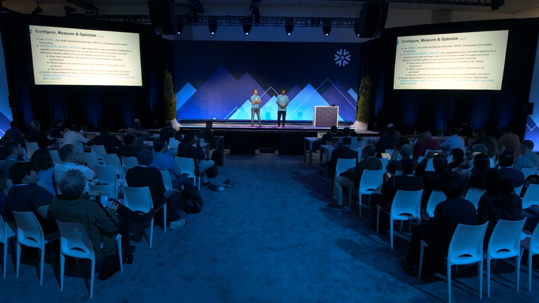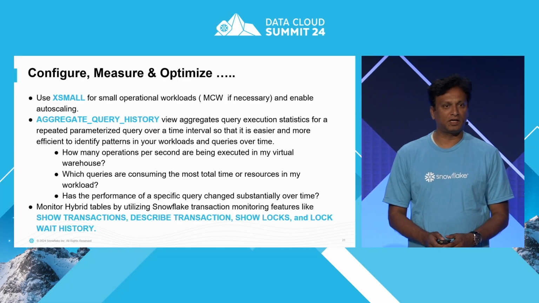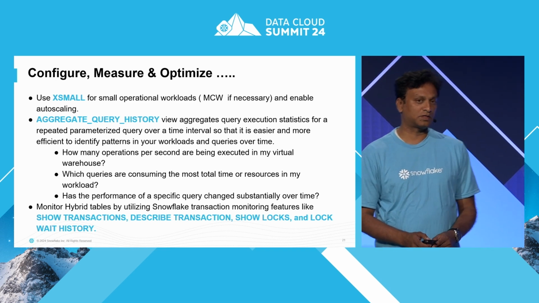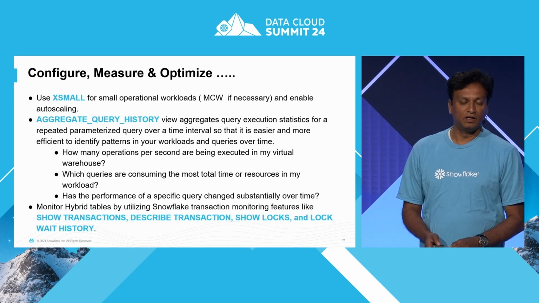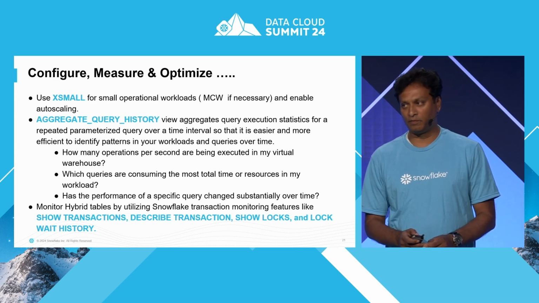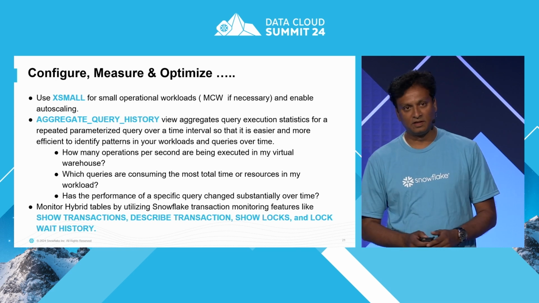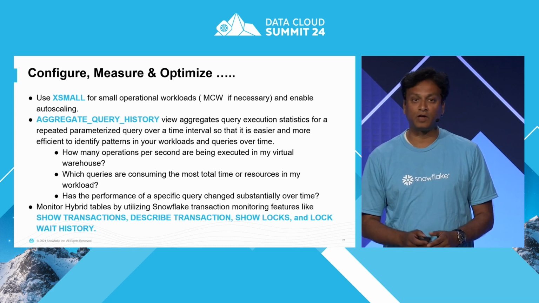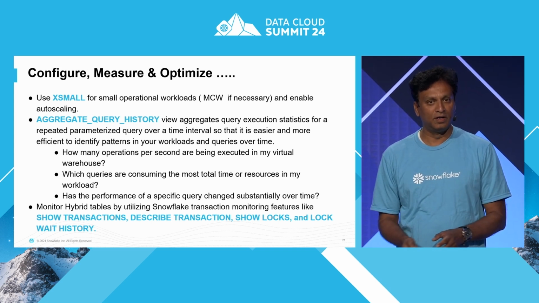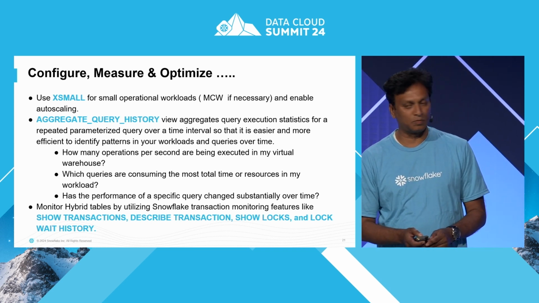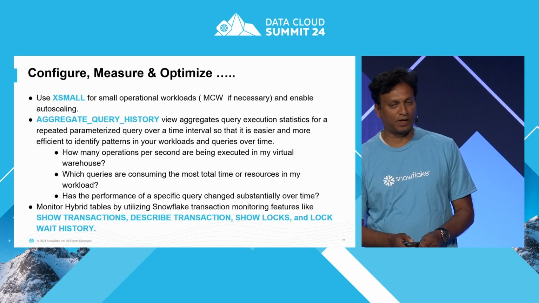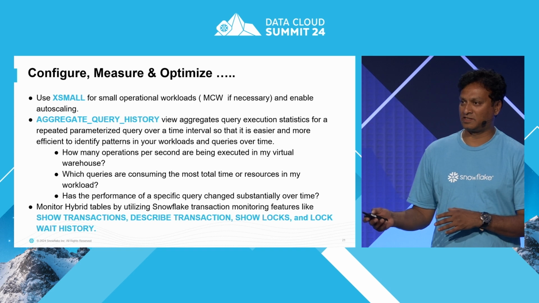So one thing is, if you are starting with hybrid tables, you should start with extra small warehouses. If you have multi-concurrent requests, start with multiple warehouses, and also go for isolated warehouses. Don't combine the workloads of standard workload with hybrid workload. Start with extra small. If you have multiple requests, use multi-cluster warehouse and go for isolated warehouse if you want to start a performance test.